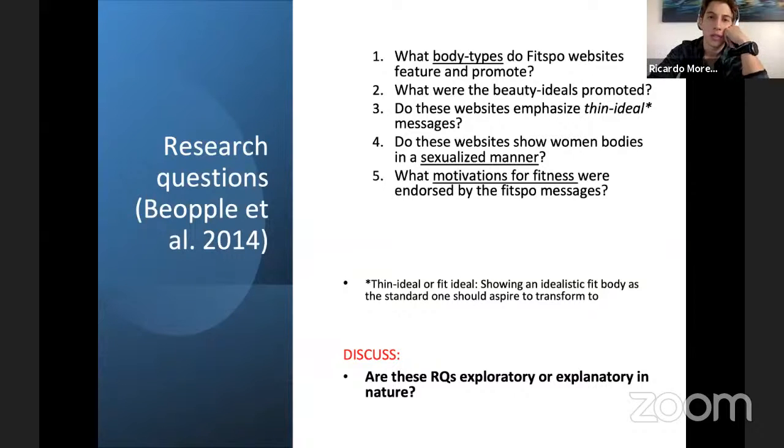How do these websites show women's bodies in a sexualized manner? Yeah. What do you mean by how? You mean how exactly they're doing it? Like what images do they use? What words do they use? What angles do they use in their advertising?